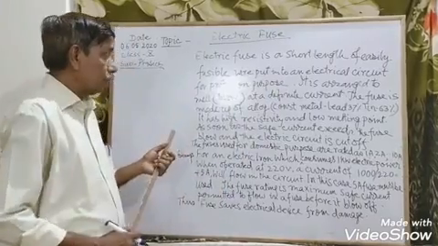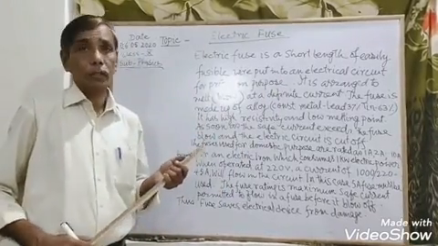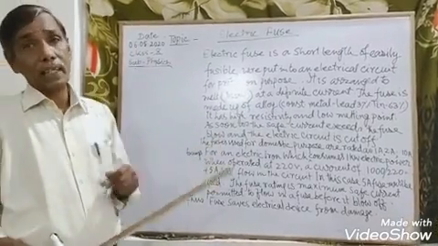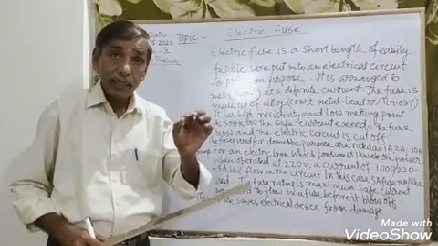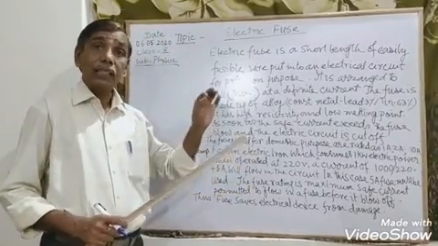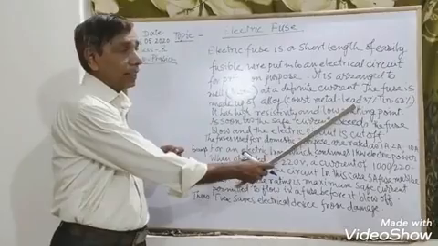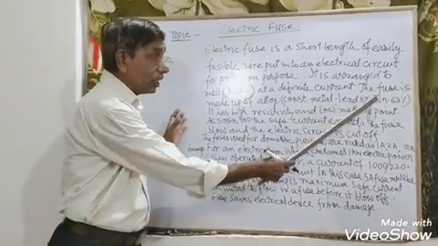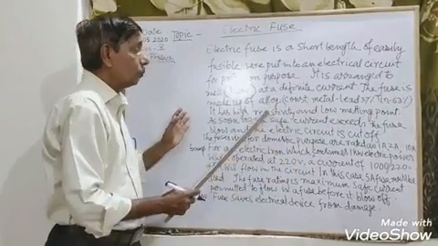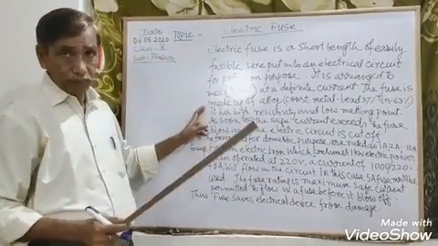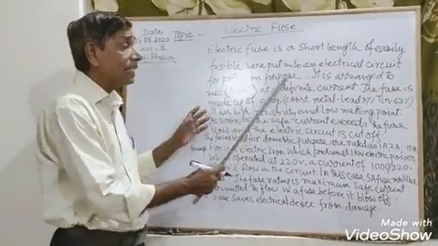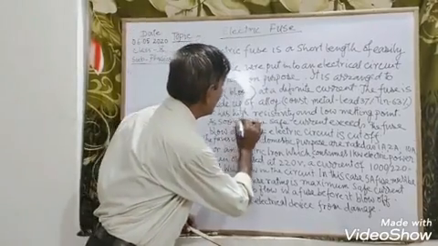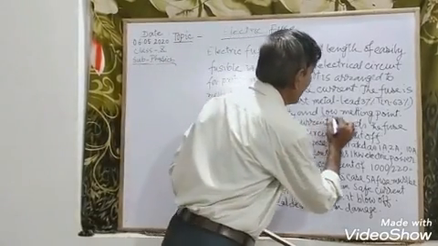A fuse is made up of an alloy, mainly the constituent metals lead and tin. 37% lead and 63% tin are the constituent metals used to make a fuse wire, and it has high resistivity but low melting point.